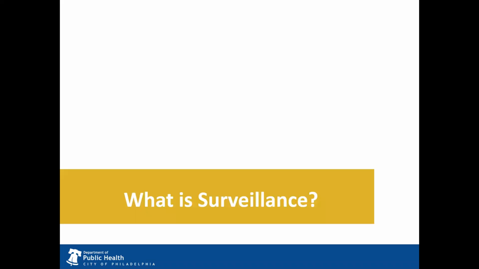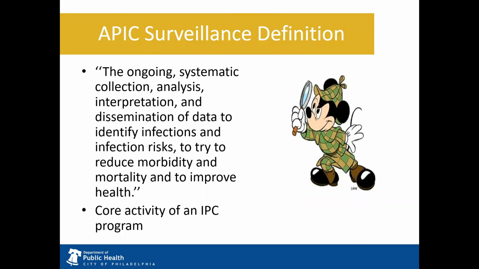Next slide. So briefly, what is surveillance? This is the APIC surveillance definition, APIC being the Association of Professionals in Infection Control. It's the ongoing, systematic collection, analysis, interpretation, and dissemination of data to identify infections and infection risks, to try to reduce morbidity and mortality, and to improve health. Your surveillance plan is going to be the core activity of your IPC program, and it's also a regulatory requirement.